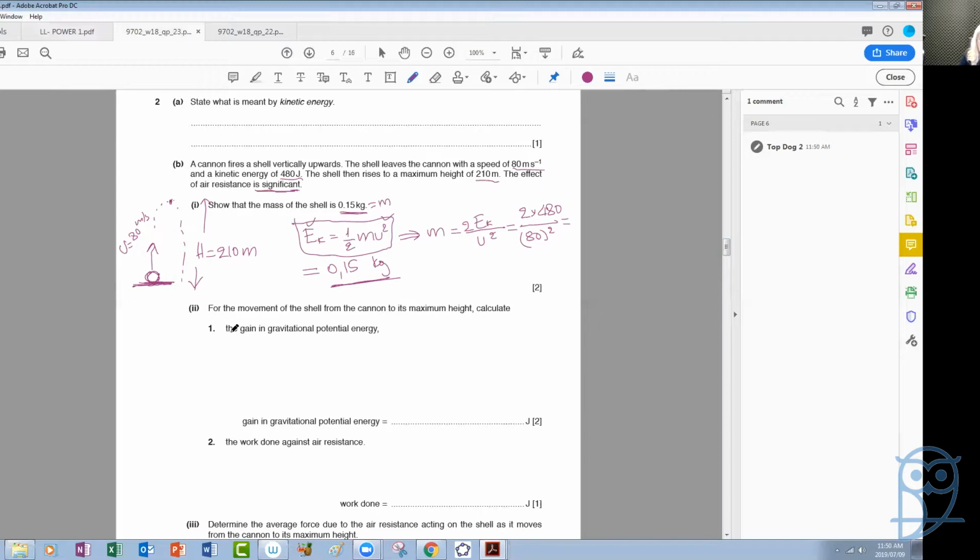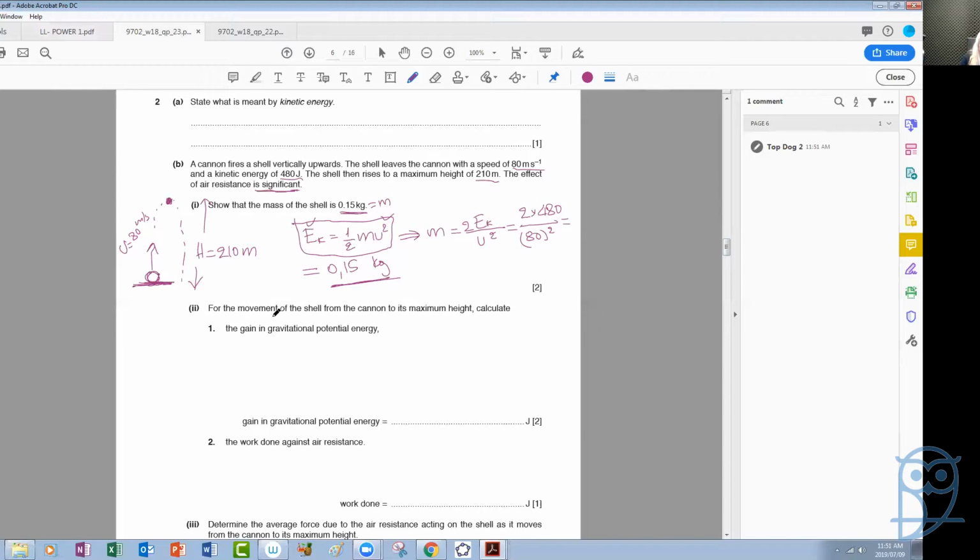All right. Then, for the movement of the shell from the cannon to its maximum height, calculate the gain in gravitational potential energy. All right. Well, when this shell arrives at its maximum height, up there, it's when its speed becomes 0, isn't it? So from this initial position, it arrives at this final position where its speed becomes 0, and then all its energy is just potential energy.